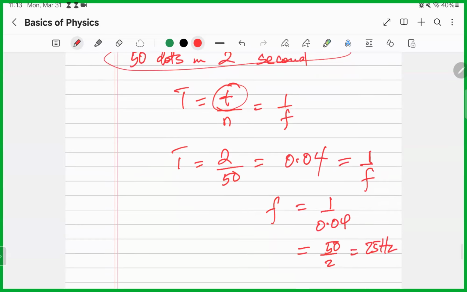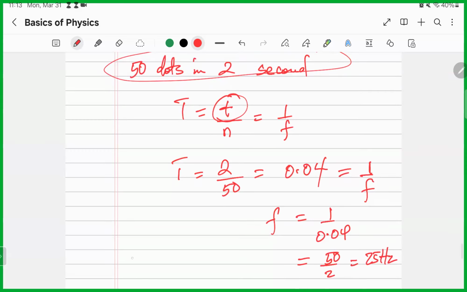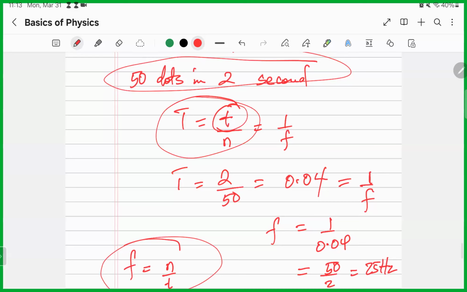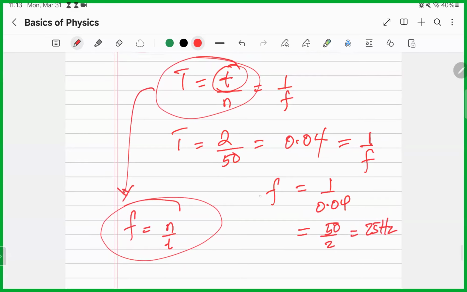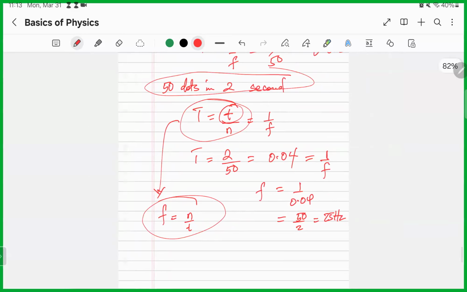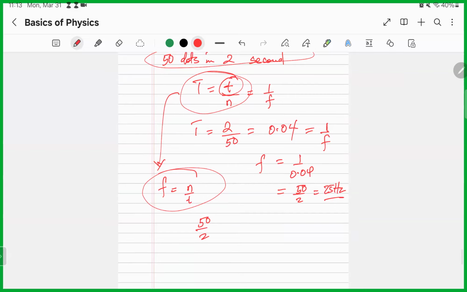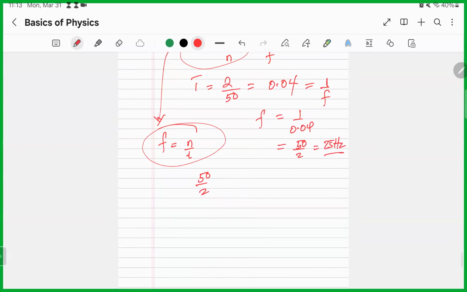So we can see clearly that frequency now has a formula of n over t. So we have easily established that period is t over n, and frequency is n over t. How did I look at that big picture? 50 dots in 2 seconds, and the frequency is 25 hertz. That means we just did 50 divided by 2. Let's quickly move forward. Let's not waste time.